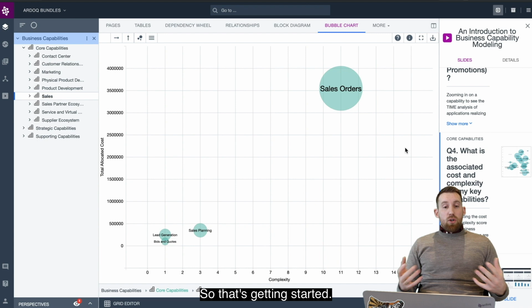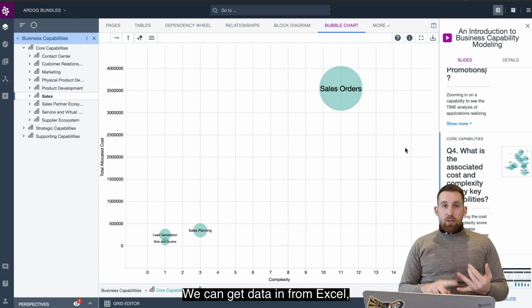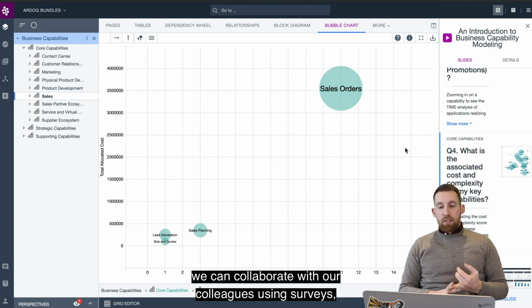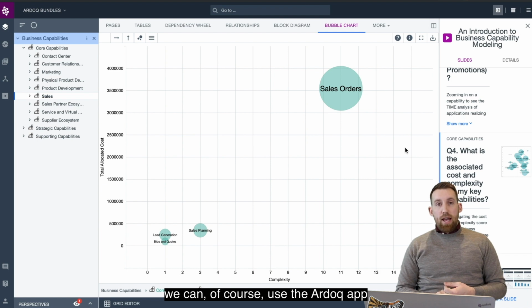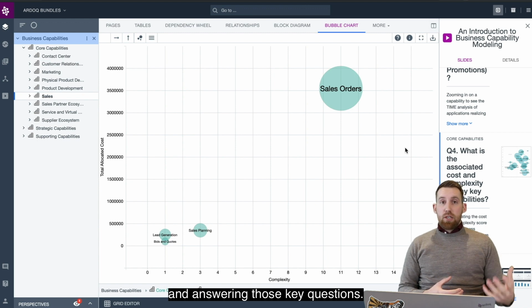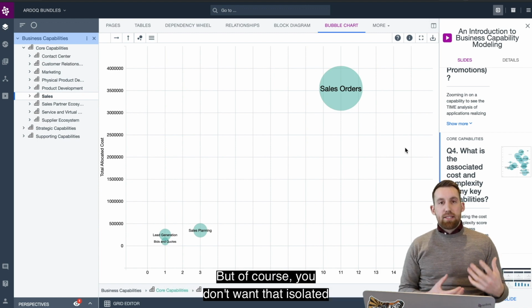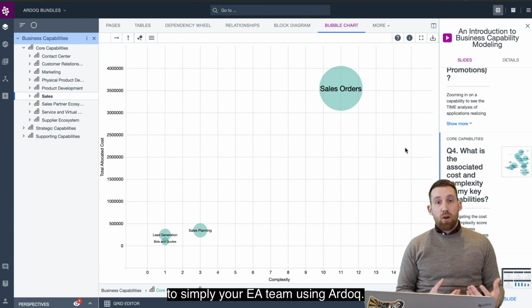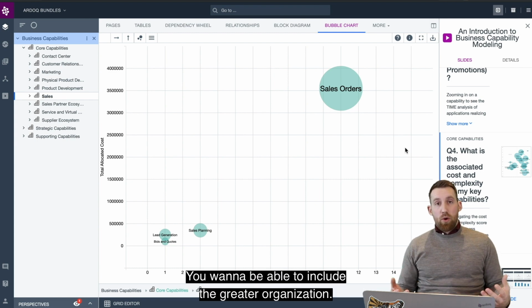So that's the getting started. We can get data in from Excel. We can collaborate with our colleagues using surveys. We can, of course, use the Ardoq app in order to enrich your data, and that gets all the information that you need to start doing your initial analysis and answering those key questions. But of course, you don't want that isolated to simply your EA team using Ardoq. You want to be able to include the greater organization.